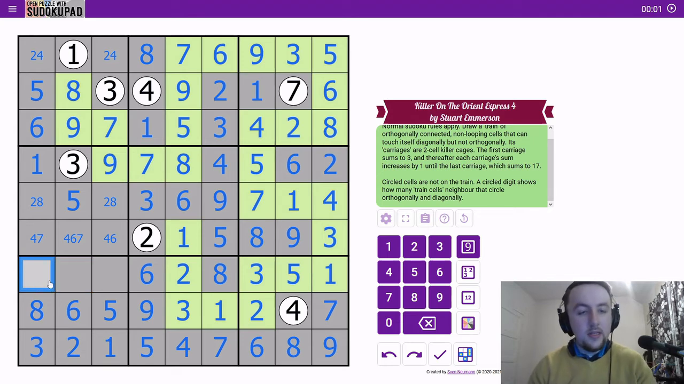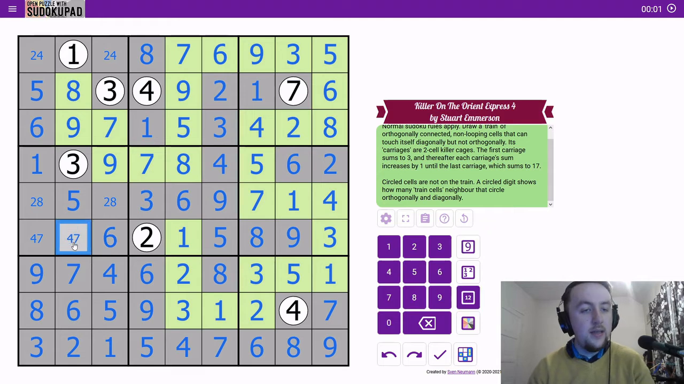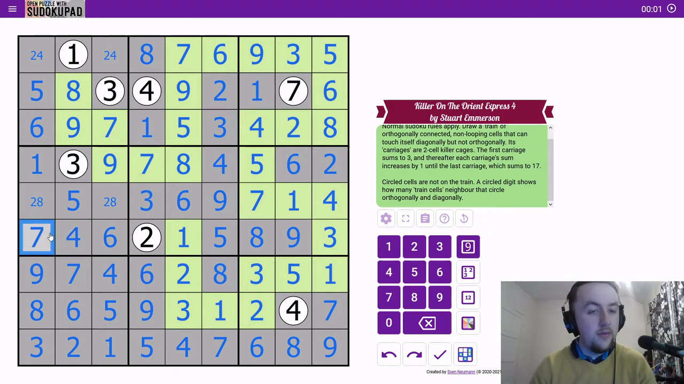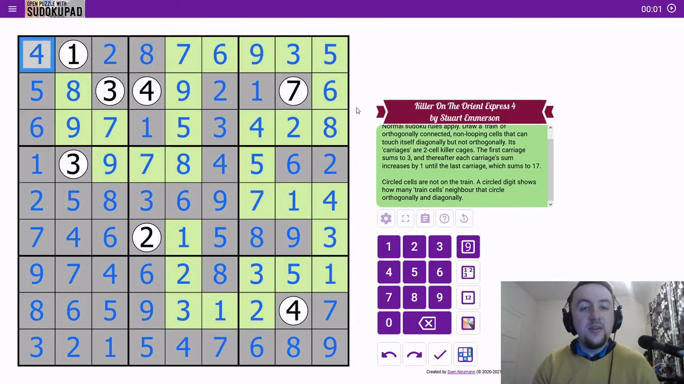The 9 goes there, the 7 goes there, that's a 4, 6, that's a 4, 7, that's an 8, that's a 2, that's a 2, and that's a 4. And that's the Sudoku done, with a slight panic in the middle.